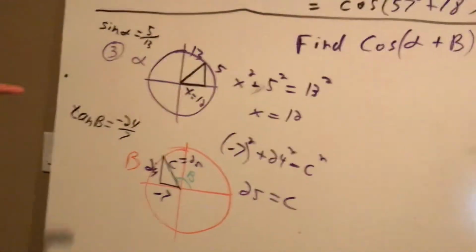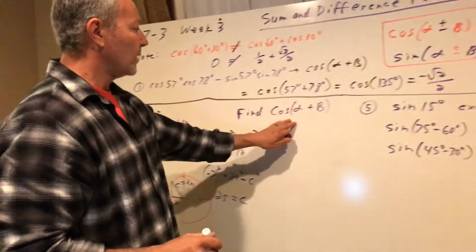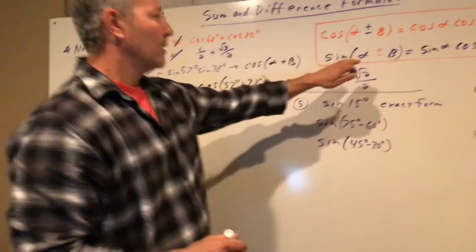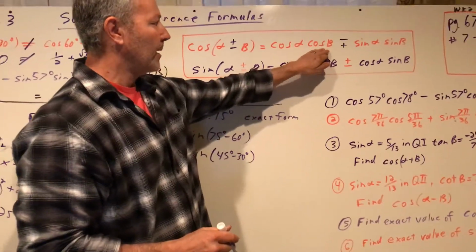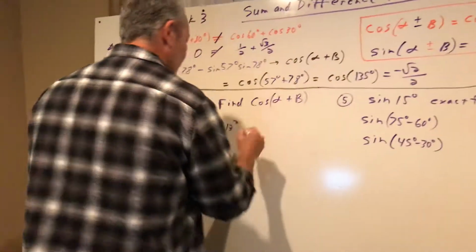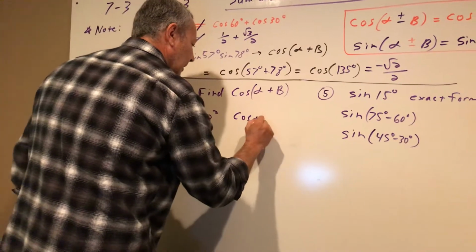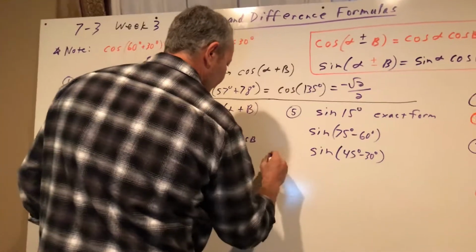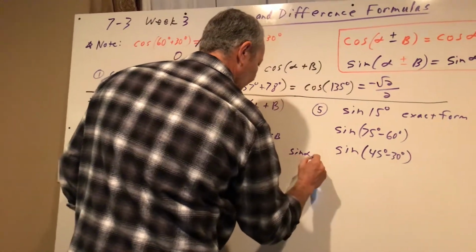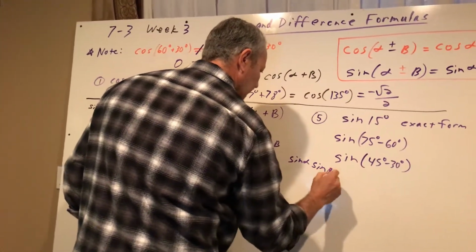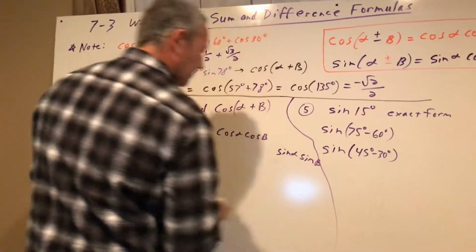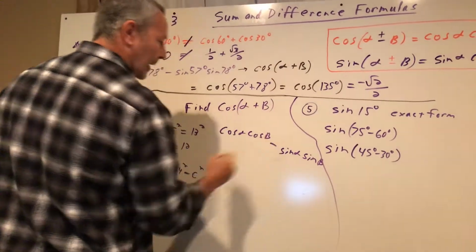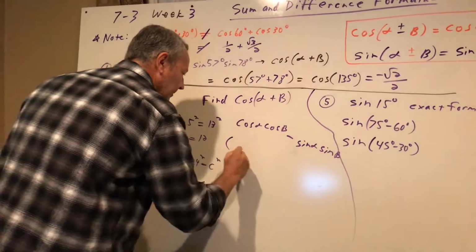And now we're just going to insert these things into our formula. Cosine of alpha plus beta. This would be cosine alpha, cosine beta, sine alpha, sine beta. I'm going to write that out. Cosine alpha, cosine beta, and then I have sine alpha, sine beta. Okay, that's a plus, this will be a minus in there. Okay, and now I'll substitute the values for each one.